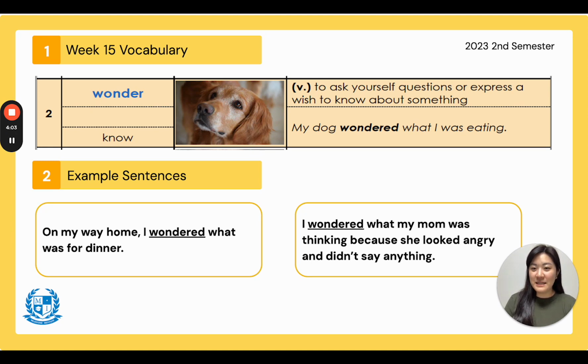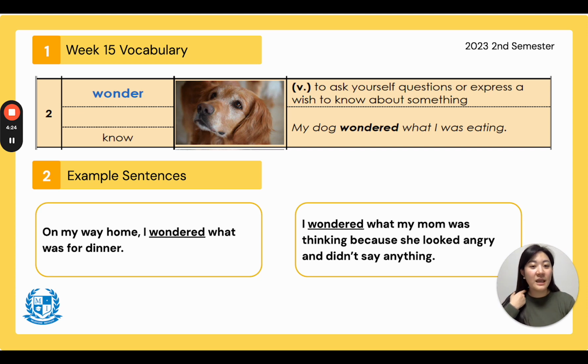Great. Example sentence at the bottom. On my way home, I wondered what was for dinner. I always used to wonder this. So when I was finished with school and I would be going home, I'm like, I wonder what's for dinner. Is it spaghetti? Is it sandwiches? Is it a burger? Is it Korean food? To ask yourself some questions, to think about what it is.